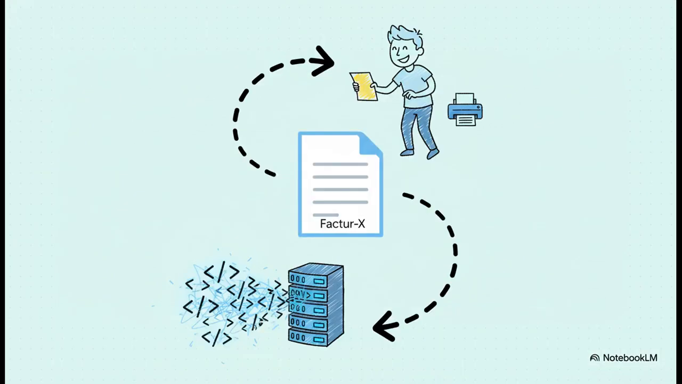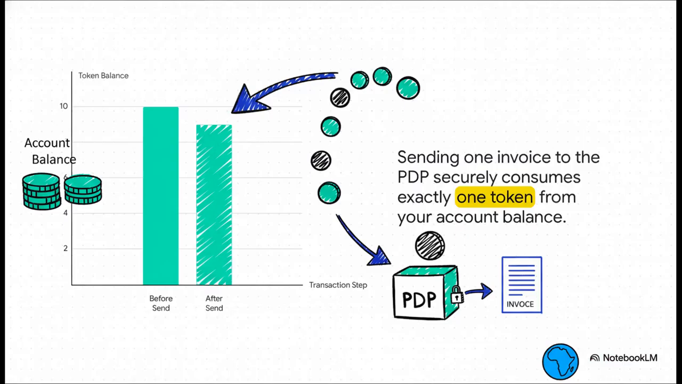So what actually just happened? Well, you sent 2 things in one. Your client gets a normal-looking PDF they can open and print, but their accounting software gets that smart XML data that it can read and process instantly with no mistakes. That's the real magic of this hybrid format. You might be wondering, how does the system handle the sending part? It's really simple. It uses a token system. Every time you send one of these invoices to the official network, it just uses up 1 token from your account. It's a super clear and easy way to see how much you're using.